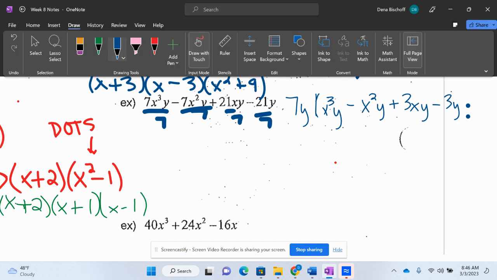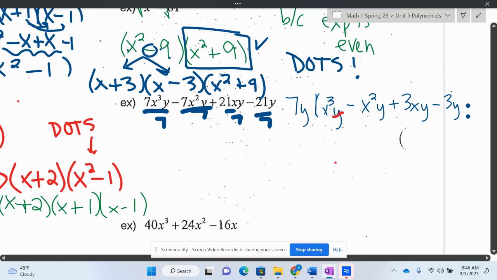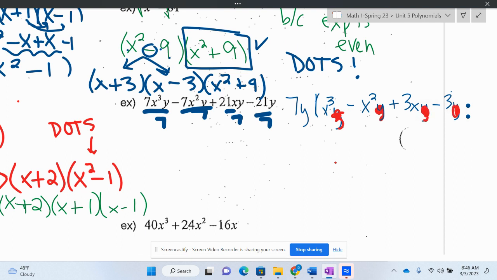So I'm going to take out a 7y. So here's what I'm going to do. I'm just going to scribble this out, get rid of the y's. So now I'm going to group it. My 7y is going to come down here so I don't forget about it. What comes out of this? X cubed and x squared.